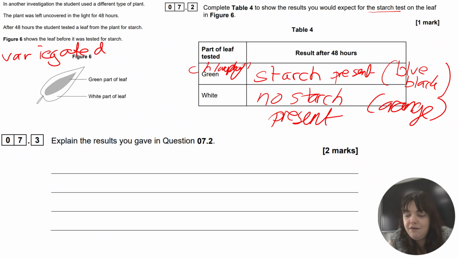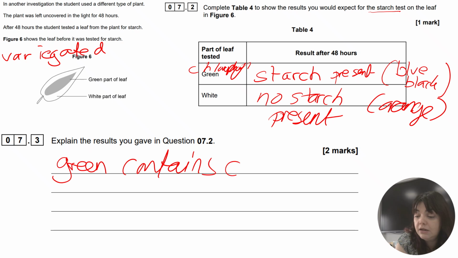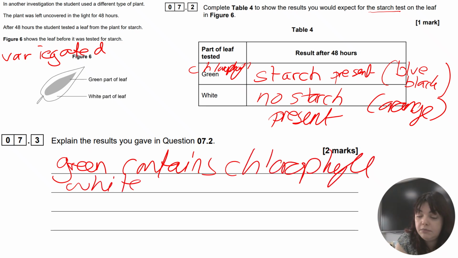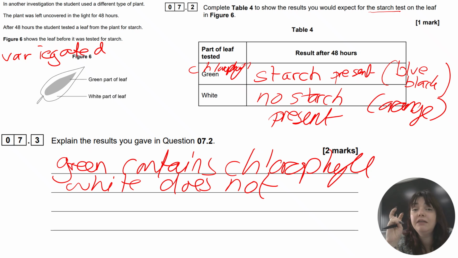Explain the results you gave in question 7.2. Okay, so we're explaining those results that we've just written, and I've just told you essentially. So the green contains chlorophyll, white does not. Now here's the thing, if you have said chloroplasts, no dice. You have to say chlorophyll, okay? Really particular. So it's not the chloroplast; the chloroplast houses the chlorophyll, but it's the chlorophyll that is required for photosynthesis.